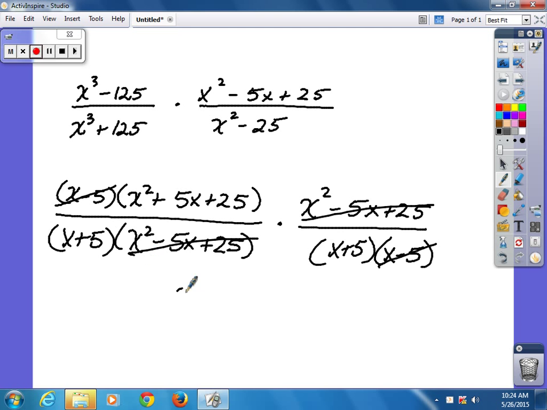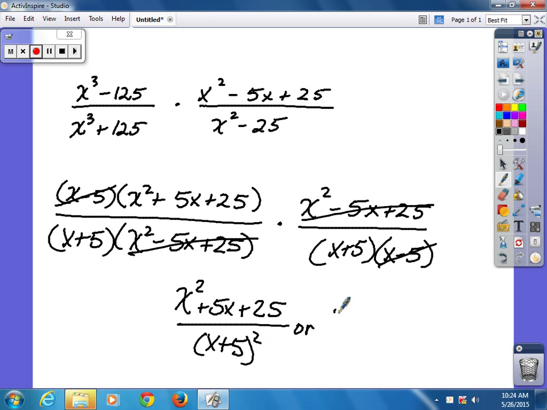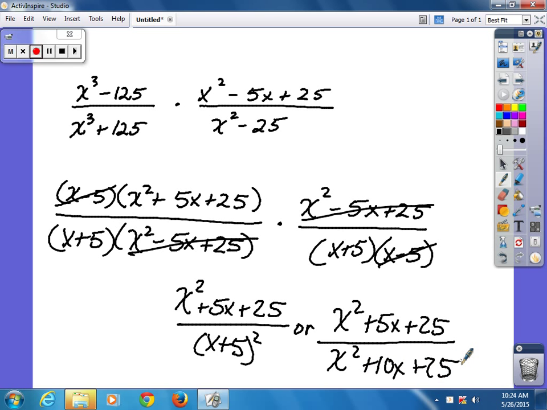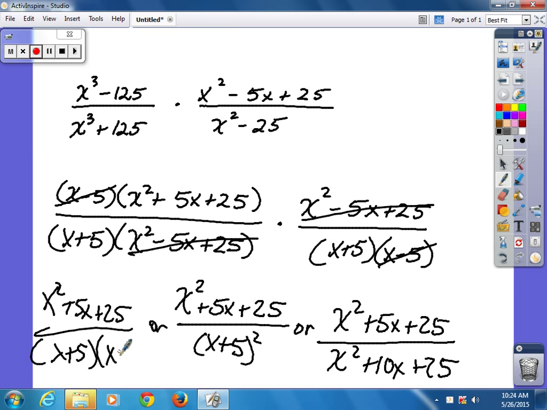And that leaves you with x squared plus 5x plus 25 over x plus 5 quantity squared, or x squared plus 5x plus 25 over x squared plus 10x plus 25, or x squared plus 5x plus 25 over x plus 5 times x plus 5. Any one of those answers.